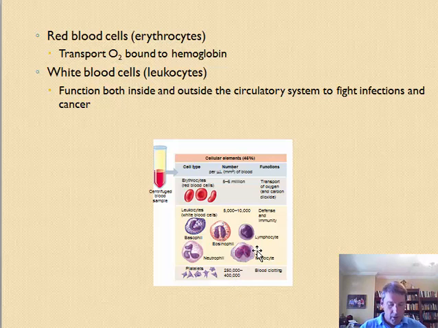Both of these play important roles. White blood cells we'll get into. We mentioned them here in the outline. Monocytes and neutrophils destroy bacteria. The lymphocytes fight diseases. Eosinophils kill parasites, and basophils inhibit blood clotting. All these play an immune function in our blood, and the platelets play a clotting function in our blood.